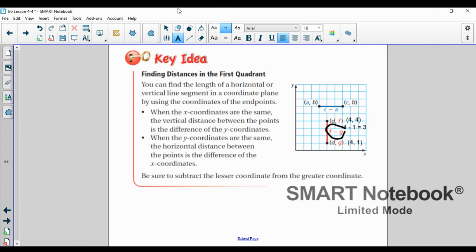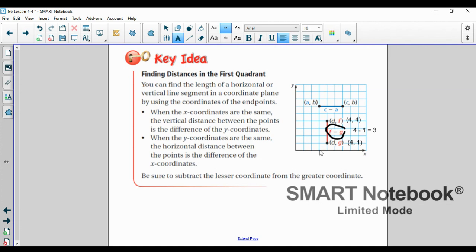So I don't always have to graph in order to find the distance. Graphing might be helpful, but you don't always have to. The same thing applies for horizontal lines, except notice here that my y coordinates are the same. So now I have a horizontal line. Think about a horizon, horizontal, the sun comes up on the horizon, think of that.